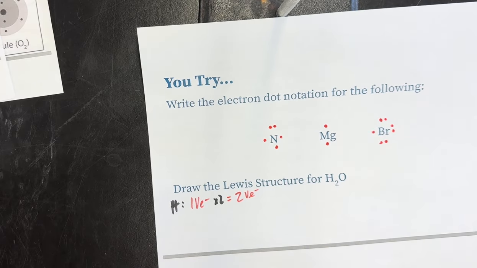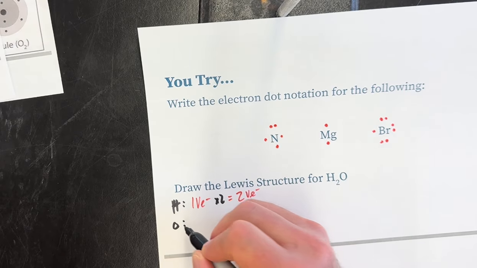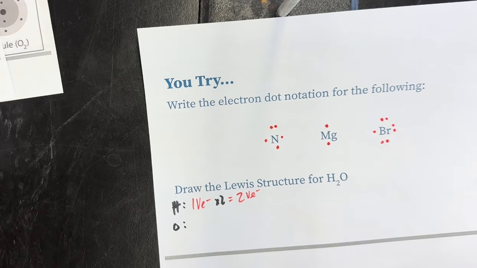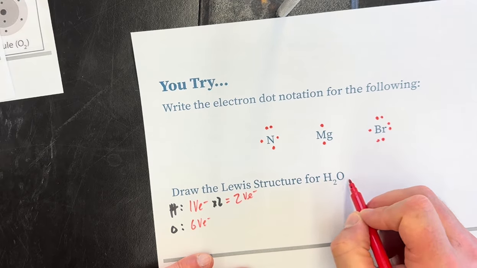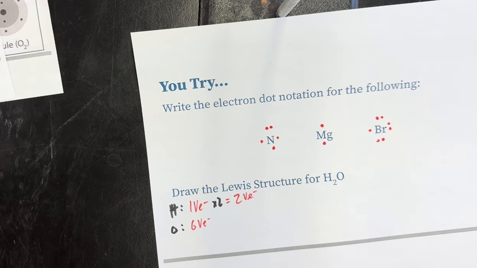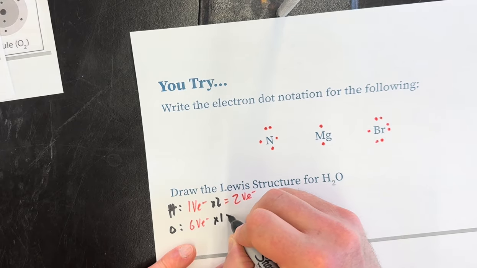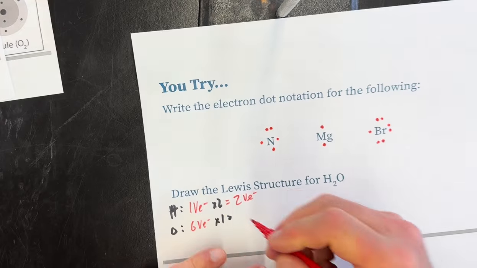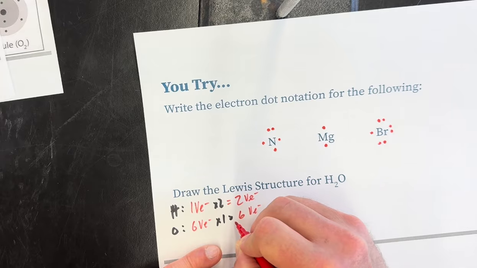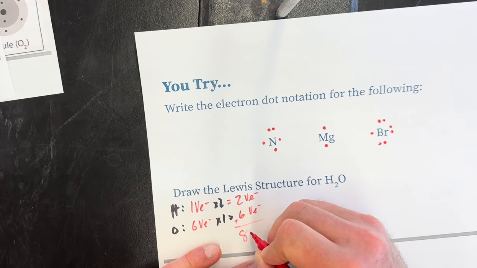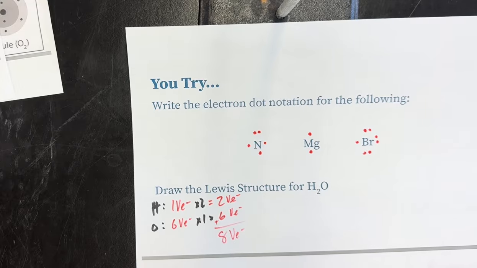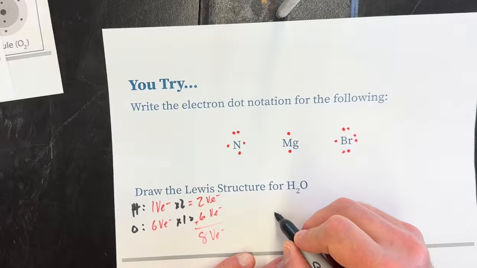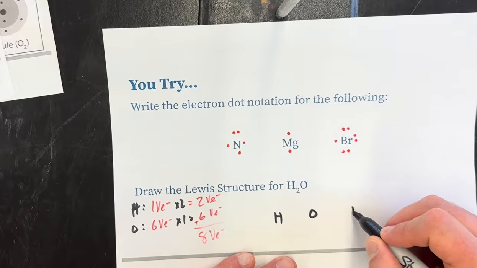Oxygen, according to the periodic table, we said had 6 valence electrons, but there's only 1 of them, so we're going to multiply it times 1. So 6 valence electrons. So when I add this up, I have 8 total valence electrons to find a placement for. And so I'm going to start drawing the structure by just writing the elemental symbols. So H, O, and H.